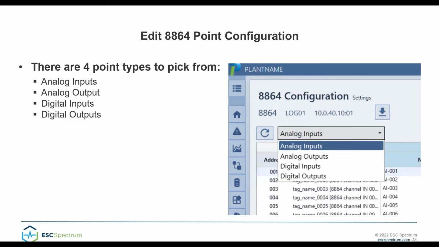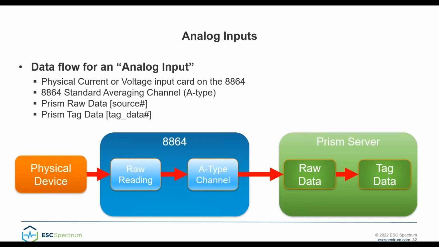Once you're on this edit 8864 point configuration screen, the main top level navigation and function you would do, as you can see here, you select our device and then you edit, go to the screen. You can see we can refresh here and we'll choose what we want to look at based off the categories. We've broken them into analog inputs, analog outputs, digital inputs, and digital outputs. And you can see some additional logger information there about which logger we're interacting with.